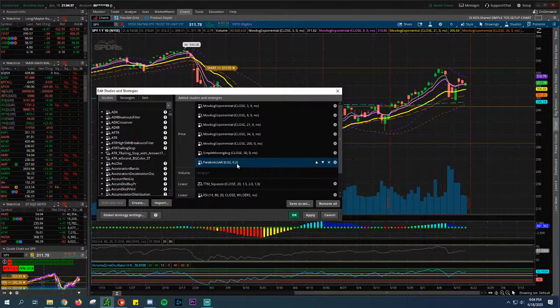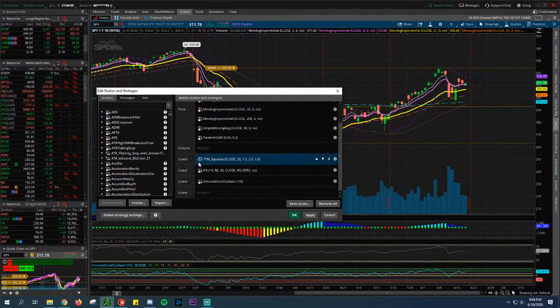Then the other one we talk a lot about is the parabolic SAR, those little purple dots. That helps me dictate a potential trend switch and a potential of strength in a stock. On the lower part of the chart, we're going to have the TTM squeeze, which we'll go into more detail on, and the RSI, which we'll also go into in more detail. And then the third part I usually switch out between a MACD or the volume zone oscillator.